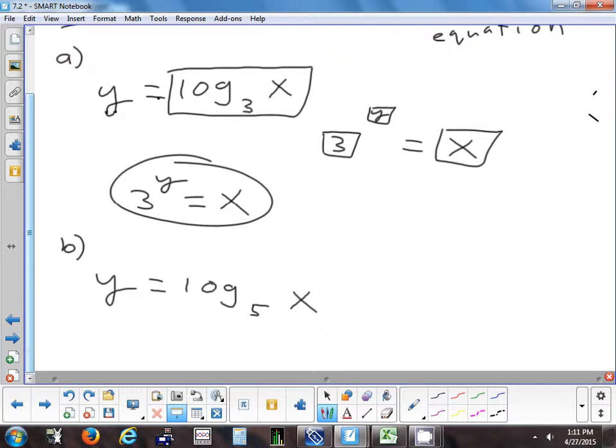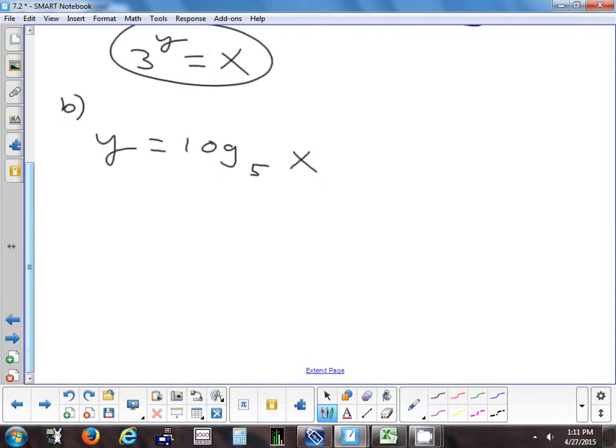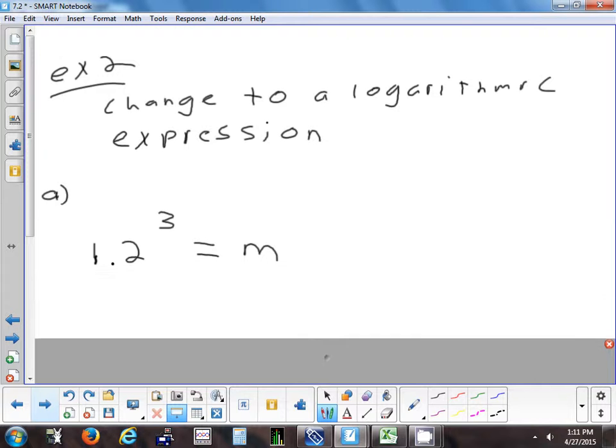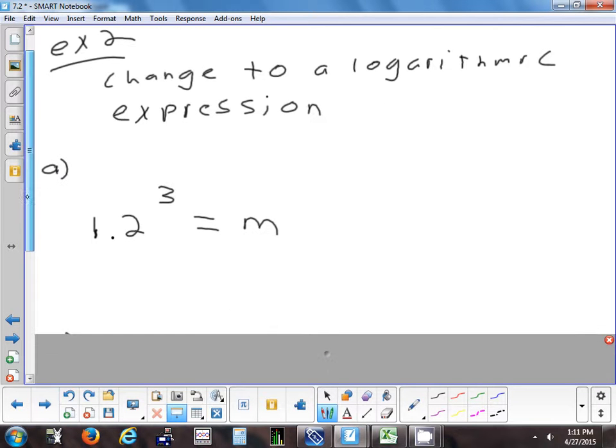Yep, what'd you get, Joe? 5 to the y exponent equals x. Yep, 5 is your base, y is your exponent, x goes by itself, we're good. Without knowing x or y, you can't go any farther. You have to stop. Okay, any questions on that one? So that's changing log to exponential. Let's try the other way. Exponential to log.